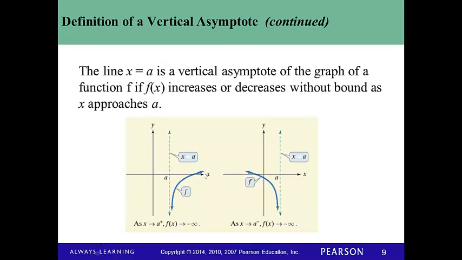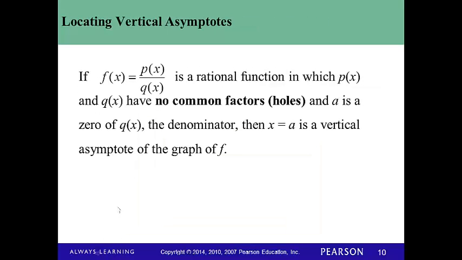Or it may blow down. When I say blow, I mean as in get larger in the positive direction or get larger in the negative direction. So this one's approaching negative infinity as x is approaching a from the right. And as you approach it from the left, f of x is also approaching negative infinity.